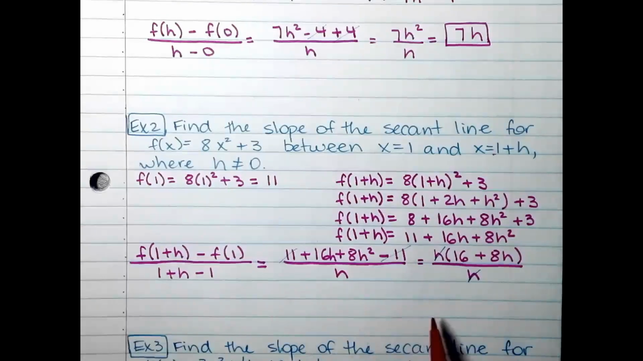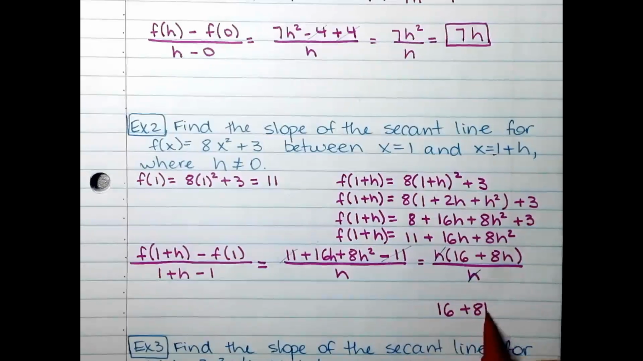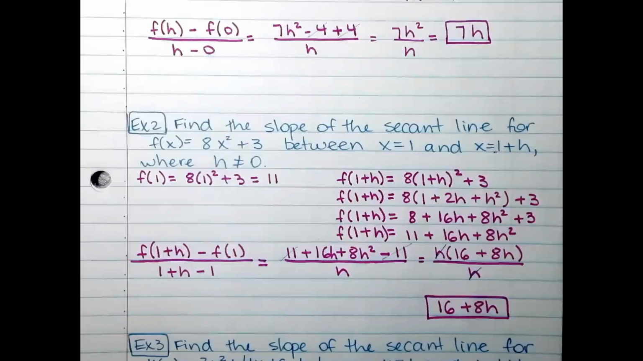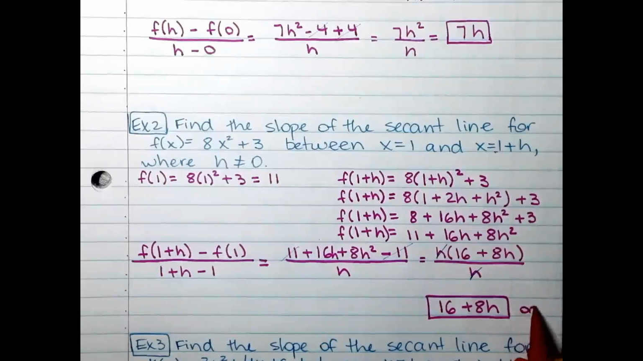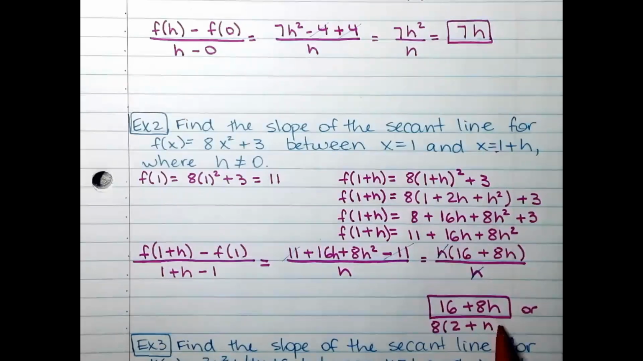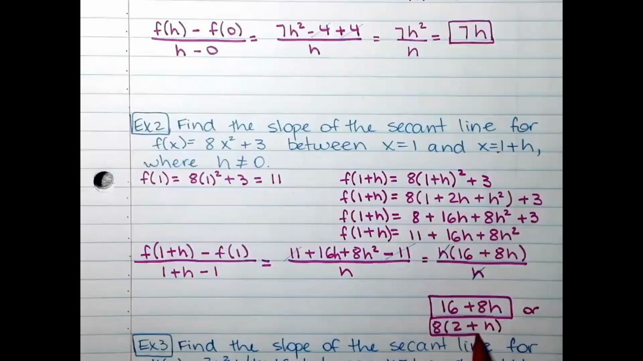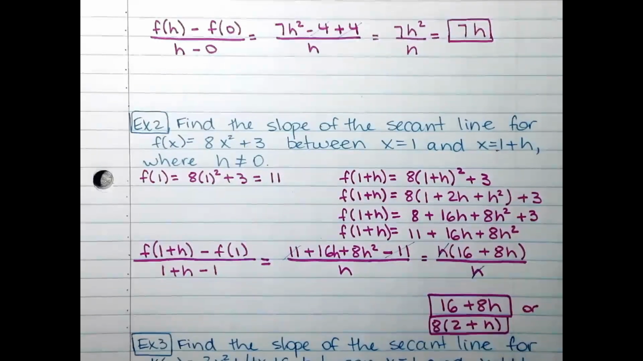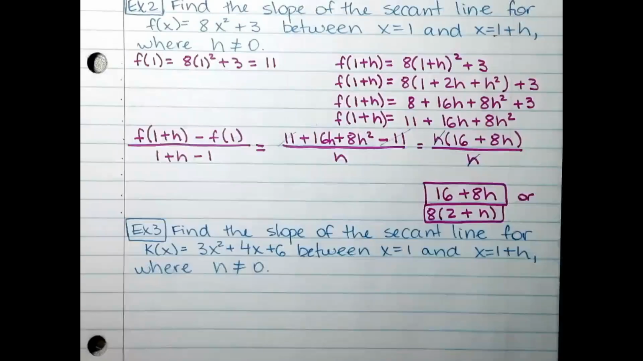So, whoa, where do I write it? Right there. Okay, 16 plus 8h. If you want to give me the answer as factored, you can just pull 8 out, but it doesn't make a difference. It's the same thing. This or that. Okay, it's the same thing, but this is factored all the way. One more just because.